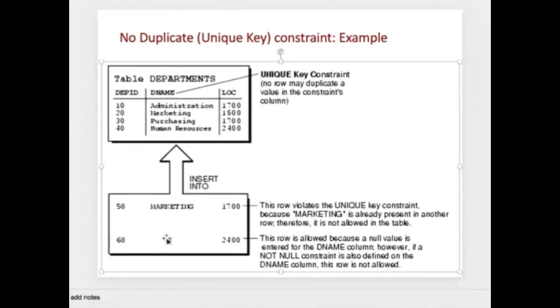Okay, second example. I want to enter a new record where the values are 60, null, and 2400. Should I be allowed to enter this new record? If I enter a value which is null, meaning absent, I leave it blank, but the other values are 60 and 2400, I should be allowed. Null is not repeated. Null means nothing, absence. So absence is not similar to something else. Absence is absence. So it means null is allowed in a unique key. However, duplicate values are not allowed.